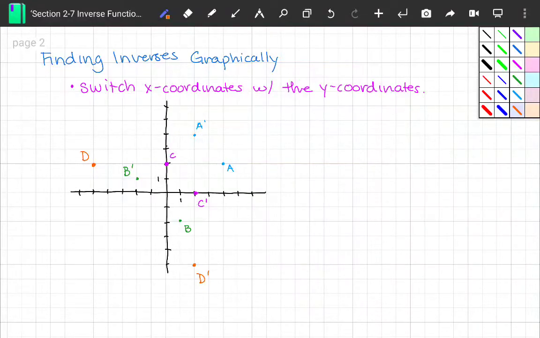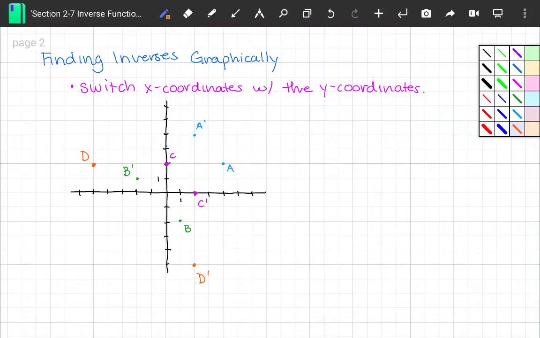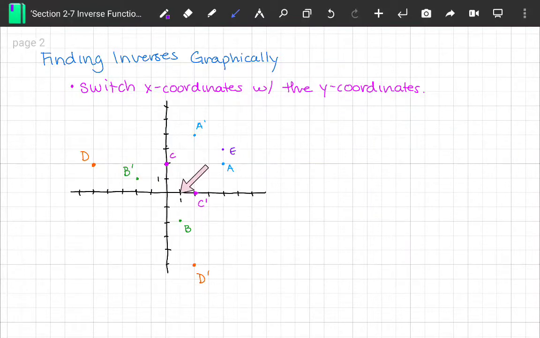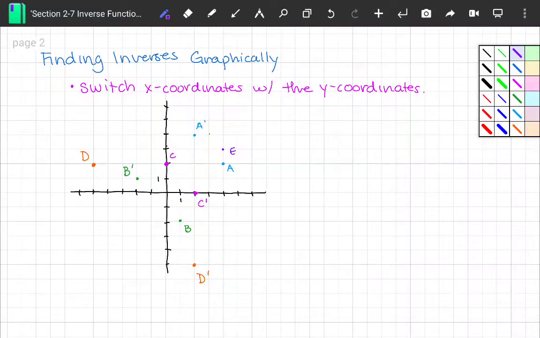Take a look at this graph and just see what you see. I'm going to go ahead and plot 2 more points, and let's see if we can see what's happening. I'll go ahead and plot this point right here, point E. Point E is at 4, 3. That means E prime is going to be at 3, 4. It's going to be right here.